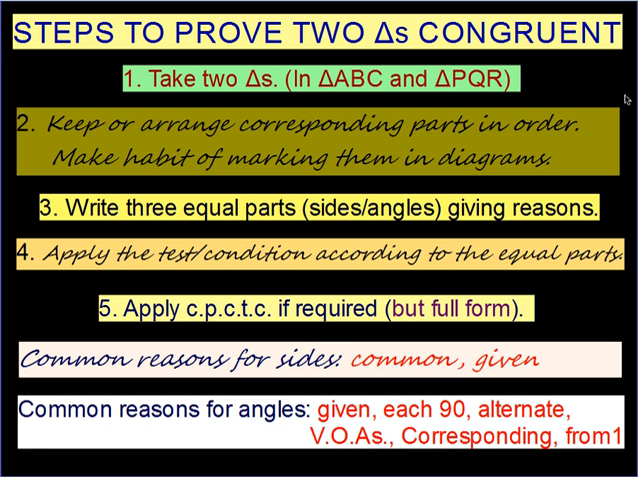So steps to prove 2 triangles congruent, you can follow these steps. First step is take 2 triangles, the triangles which you want to prove congruent. Suppose we are taking 2 triangles, then we write triangle ABC and triangle PQR.